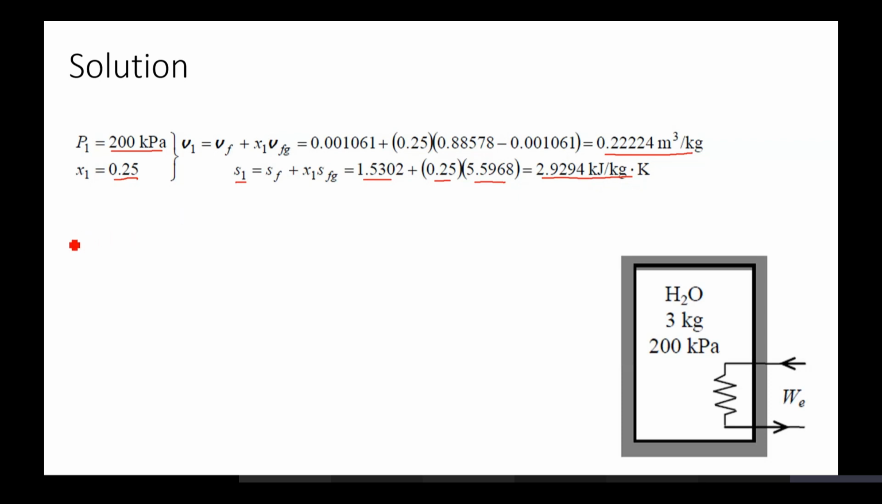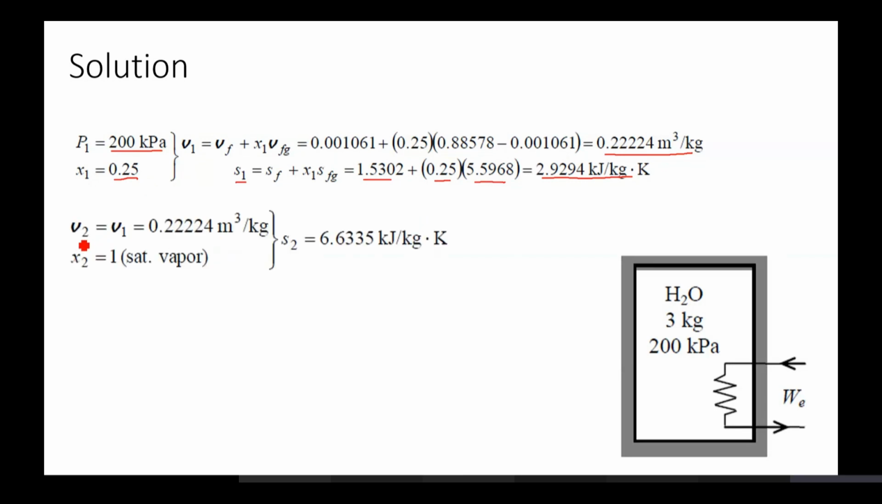For the second state, you know that specific volume is constant, since the mass is constant and the container is rigid. The volume is constant, so the specific volume is constant. x2 is 1, which is saturated vapor. Using these two independent intensive properties, you will find the entropy value, which is 6.6335 for state 2. And the rest is easy.